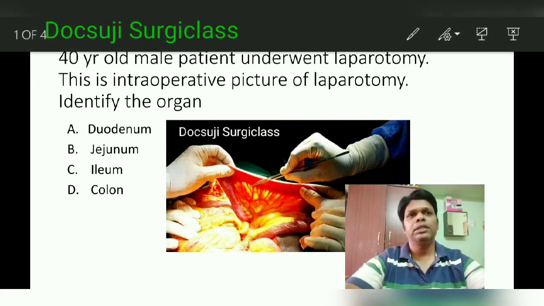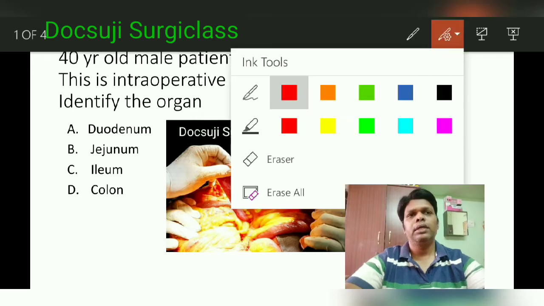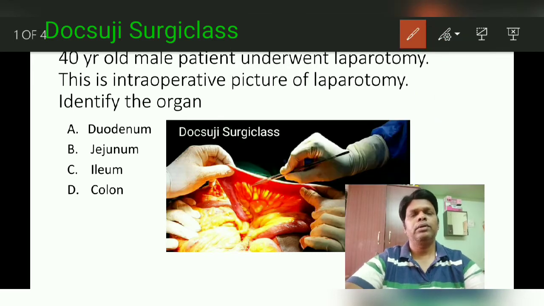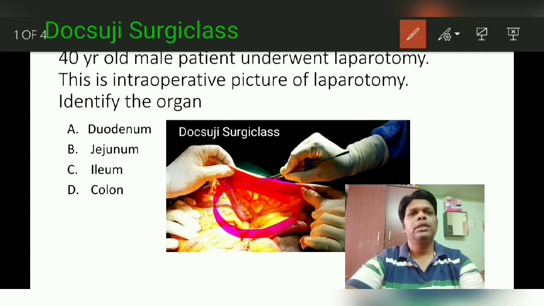It is an intestine. There is no doubt at all. But you have to identify what type of intestine, because the options given were small intestine and large intestine. The first thing you see is that there is mesentery. So that is one clue.